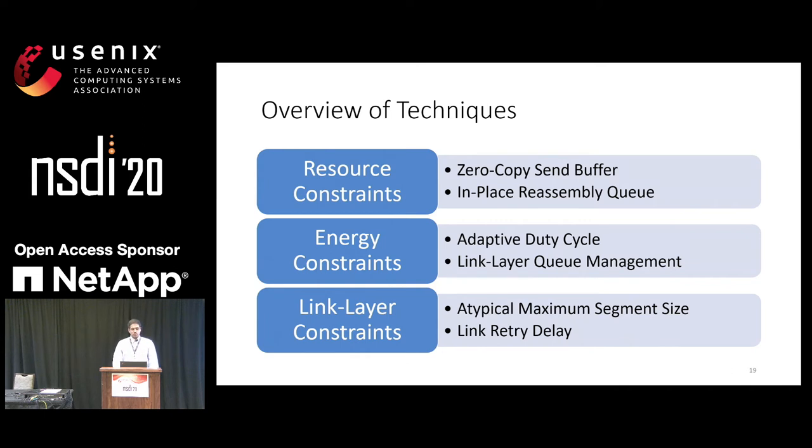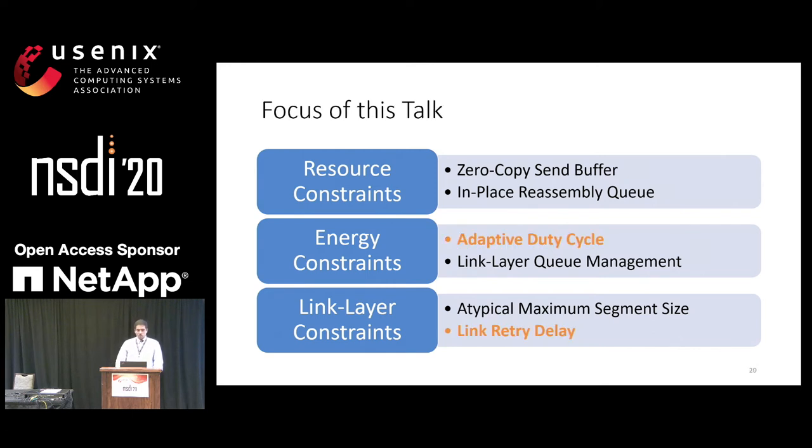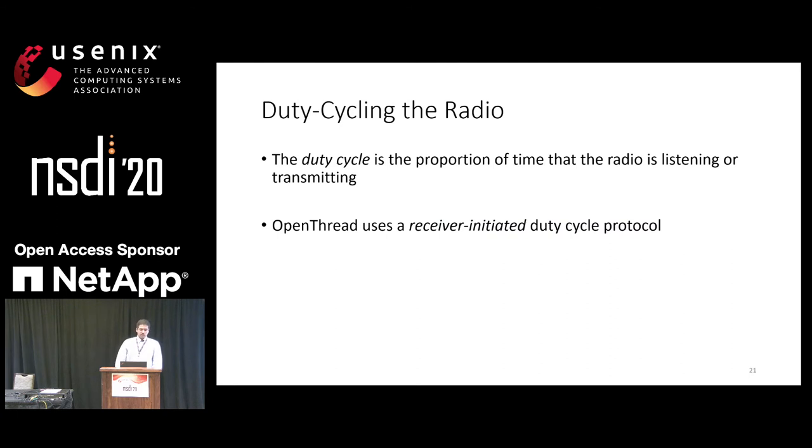The next two, adaptive duty cycle and link layer queue management, have to do with how you deal with operating a radio at low duty cycle. And finally, atypical maximum segment size has to deal with how we get around the low MTU in this space, and link retry delay is how we deal with hidden terminals. The talk is going to go more in depth into these two techniques, though the remaining techniques are described in the paper. So I'm going to talk a little bit about how duty cycling works in order to explain our work here.